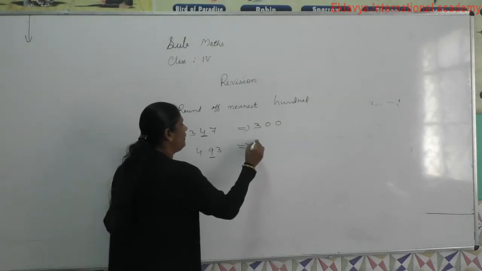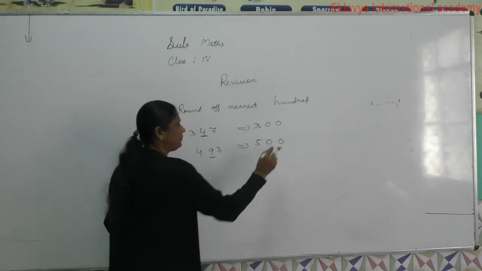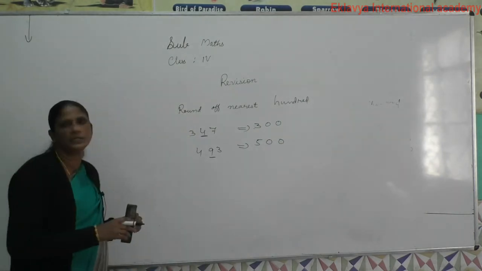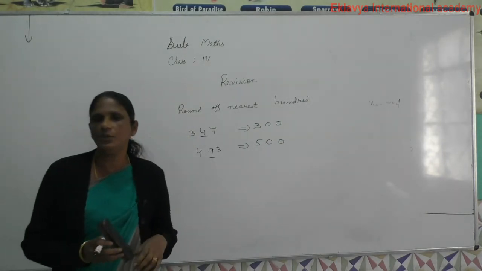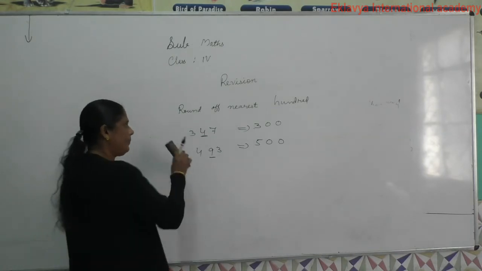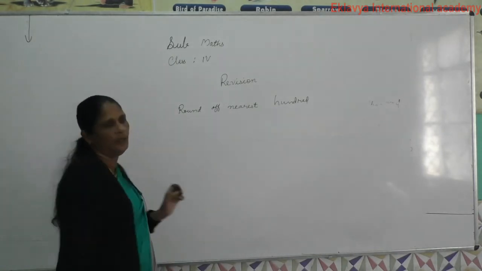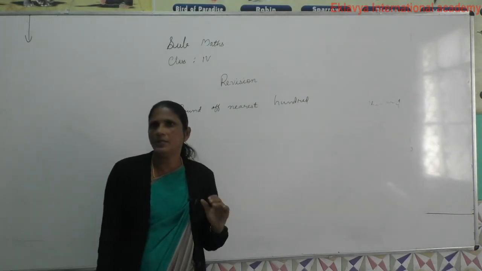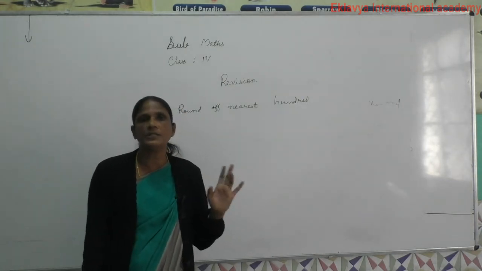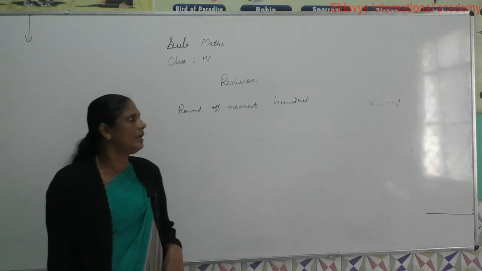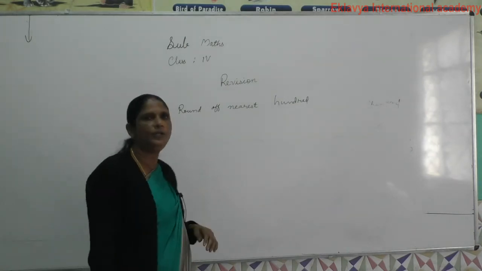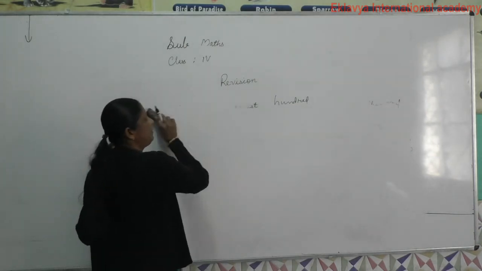Yes, 5. Then nearest 1000. In which place do you look? 100 place. If 0, 1, 2, 3, 4 come in 100 place, there is no change. If 5, 6, 7, 8, 9 come in 100 place, 1 is added to the 1000 place.